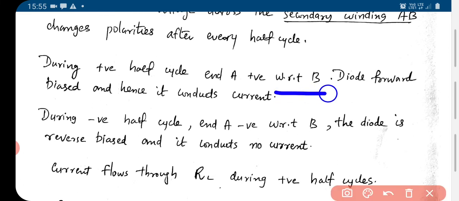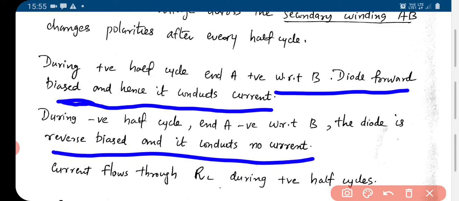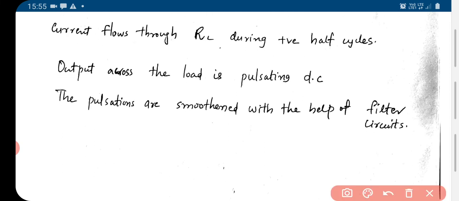During the positive half cycle, this is what happens: the diode is forward biased and it conducts current. During the negative half cycle, the diode is reverse biased and it conducts no current. So the output across RL is now a pulsating DC. A crystal diode rectifier will give you a pulsating DC.